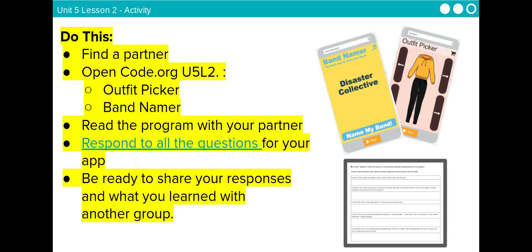Now we'll move into code.org, Unit 5, Lesson 2 for Bubbles 3 and 4. Explore the code and the functionality of each app for the outfit picker and brand namer. Read the program and answer the questions in the Google document posted in Google Classroom.